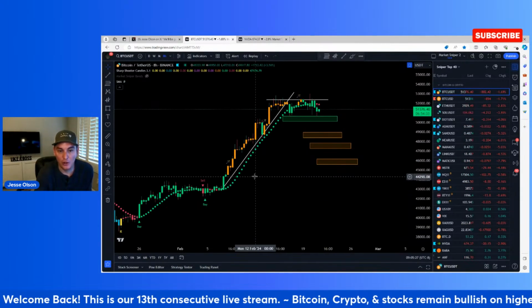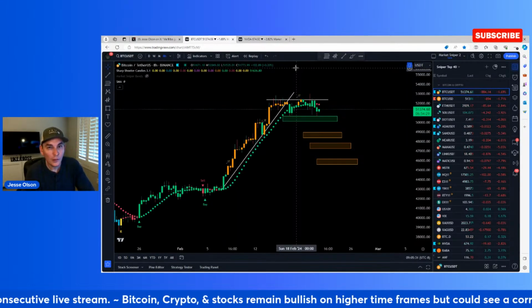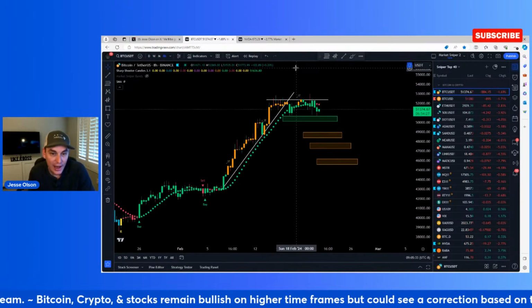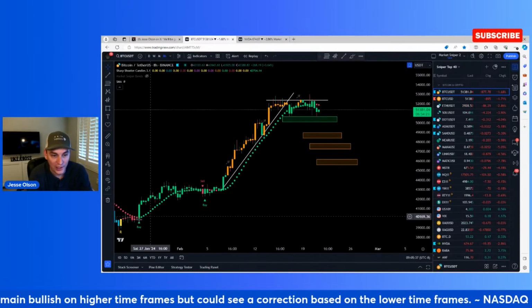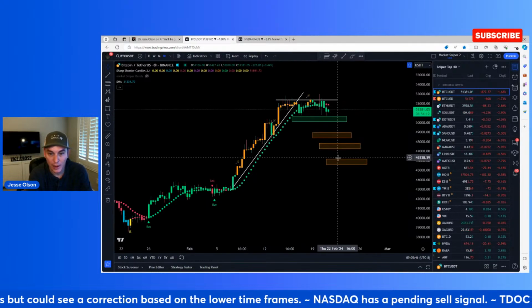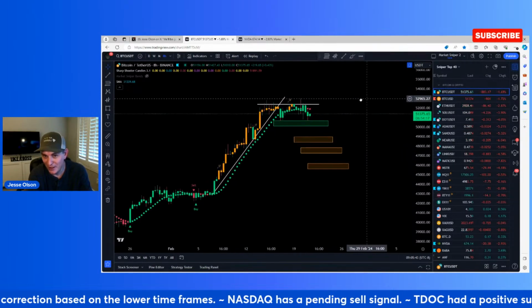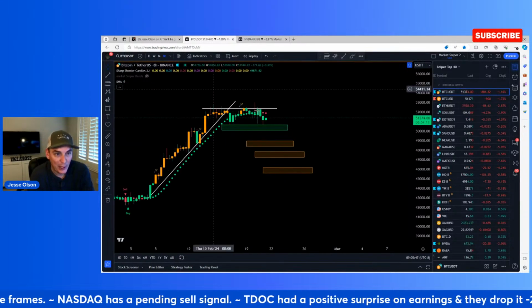If price just continues to go straight up, it usually ends badly, and there's a bigger correction, and it's fast. So you want price to kind of take the stairs up, right? Come back down, build the stairs up, and then continue onward upward. So that's the Bitcoin 8-hour chart.